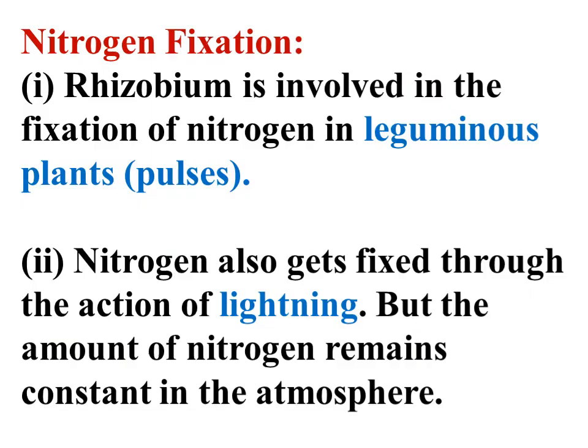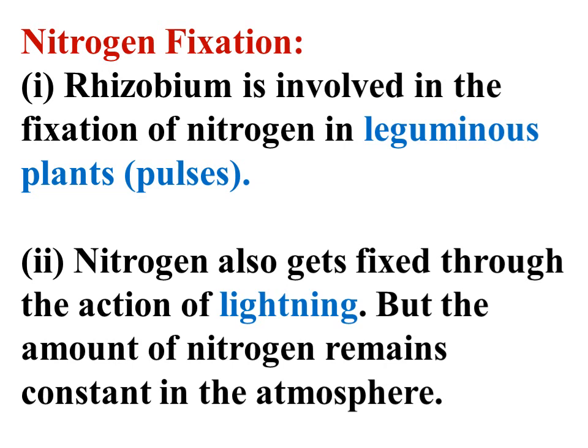Now coming to nitrogen fixation. See, we have 78% of nitrogen present in the atmosphere, and the amount of nitrogen remains constant in the atmosphere. So there is something which is fixing the nitrogen. How is it getting fixed?